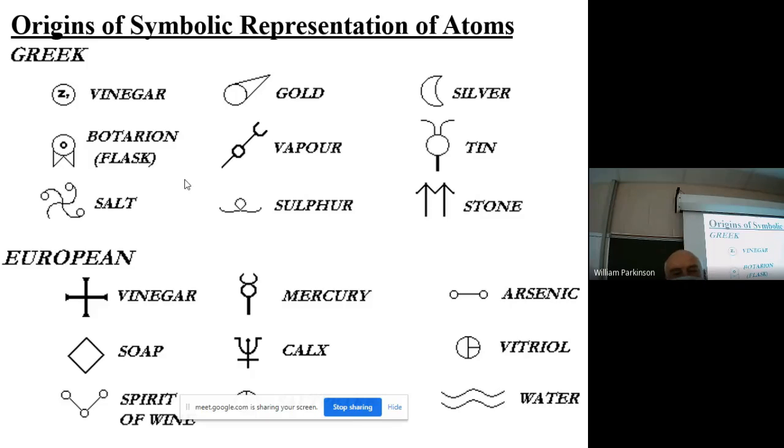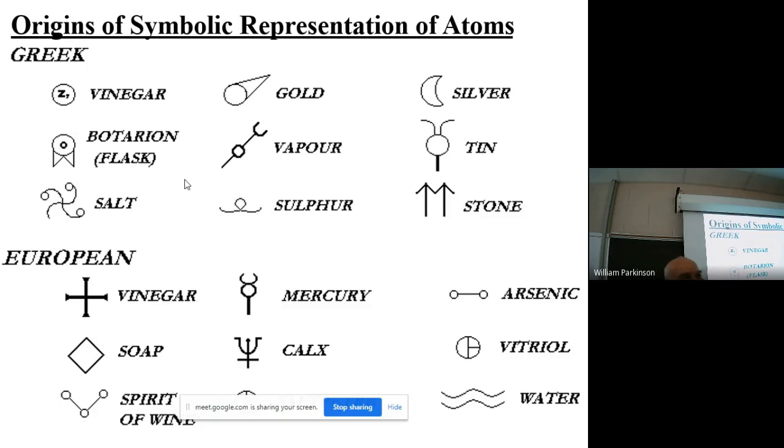I'm just showing you these here for a couple reasons. And mainly to show you, first of all, that there was some lack of understanding of just what elements were, because many of these things are not elements at all. Gold certainly is, silver certainly is, but vinegar is not an element. Vinegar is a combination of elements. It's molecules. Stone is certainly not an element.